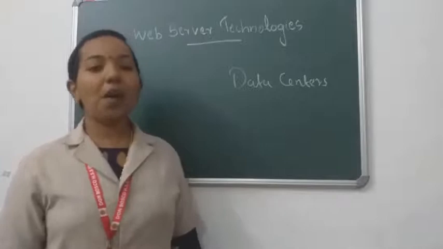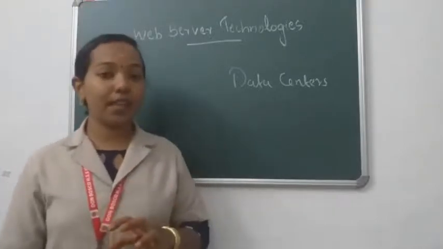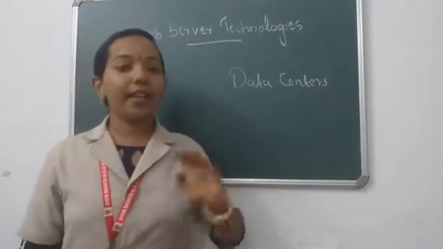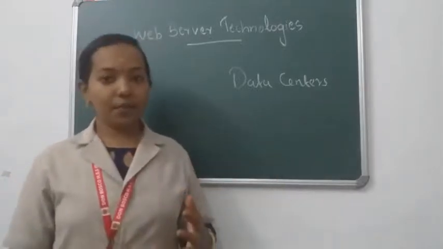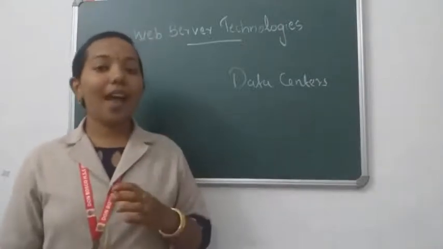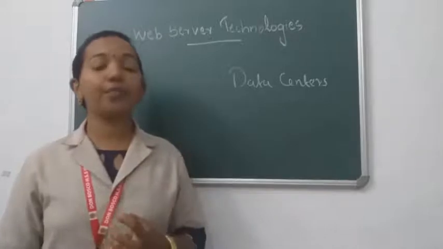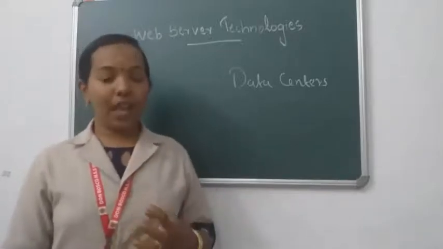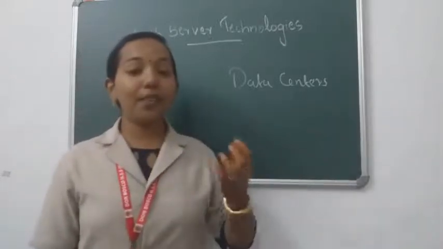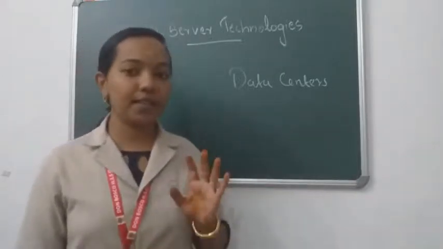Next, what do we mean by data centers? A data center is a physical location that contains so many computers. Data center means a collection of data; it is a physical location where huge amounts of data are stored. And in a data center we deal with a huge amount of data, so air conditioning is a must.